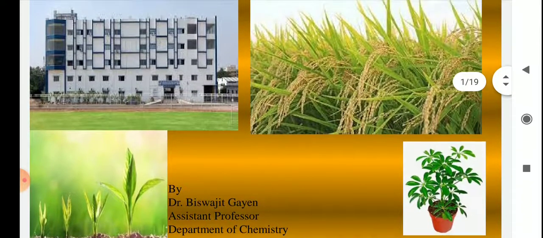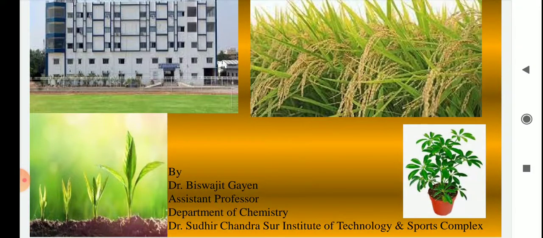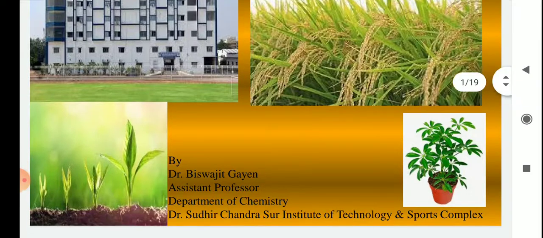So here you are seeing lots of plants growing and giving different kinds of crops and other things. Sometimes plants help us by giving food, wood, and in some cases medicine. So they are very useful not only for human beings but also for animals and any living matter.